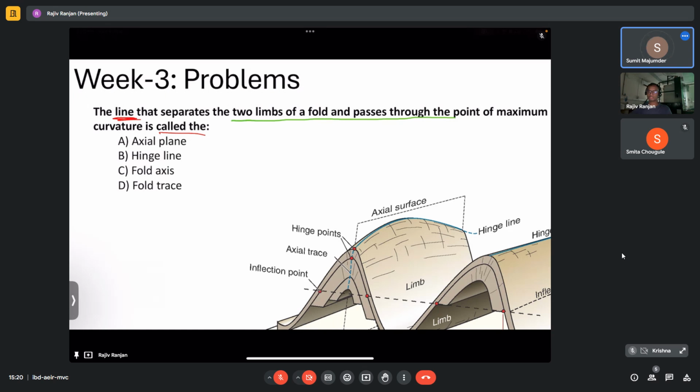Axial plane. I'm talking about a line, not a plane. Oh, sorry. Hinge line is the maximum point. Hinge is the point of maximum curvature. Fold trace. Fold trace, I think. Anybody else?